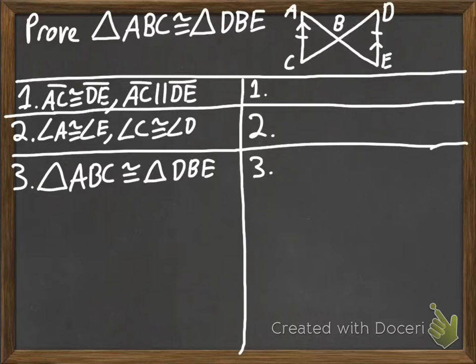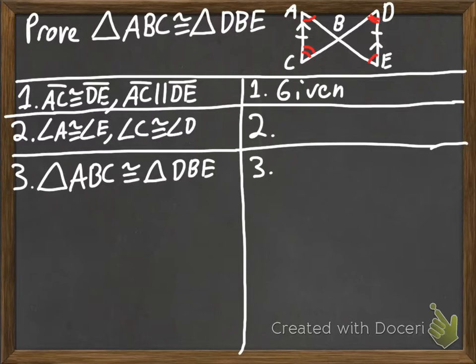Okay, from the picture, number one, we see that AC is congruent to DE and AC is parallel to DE, so that's given to us. So our first one is a given. Two says angle A is congruent to angle E and angle C is congruent to angle D.